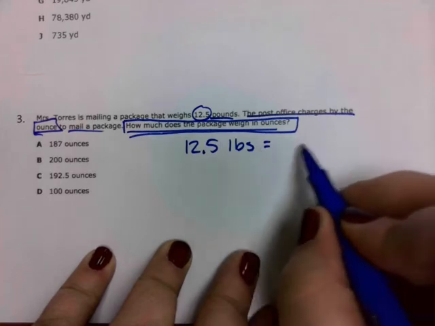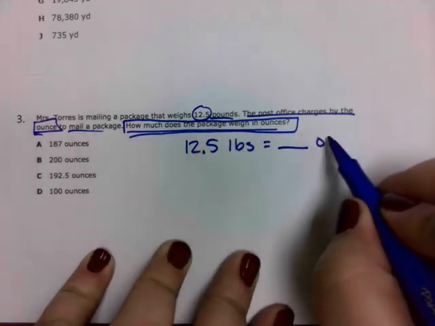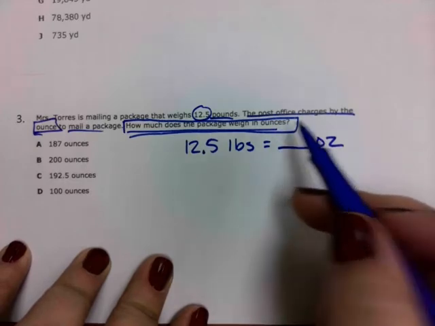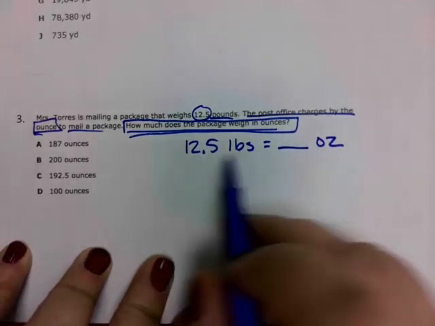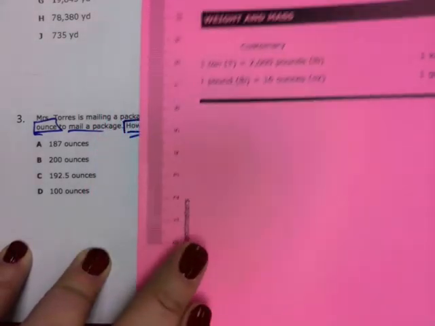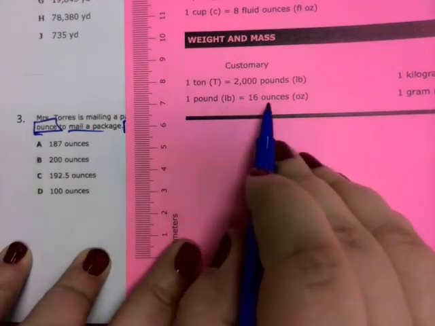12.5 pounds equal blank. We're converting into ounces, OZ. And why does that have Z instead? There's no Z. Okay, whatever. I'm getting sidetracked. So we need to convert that. We need to go to our chart and see how many pounds are how many ounces. So I have 1 pound equals 16 ounces.